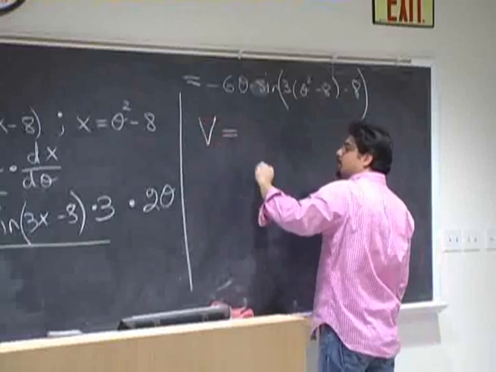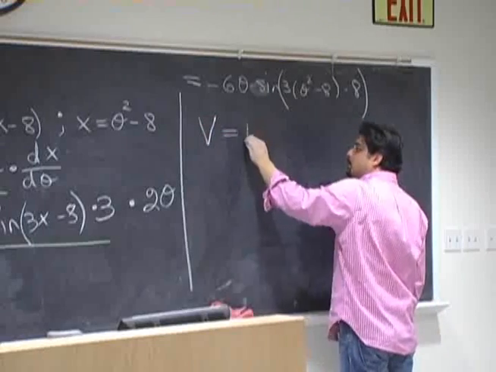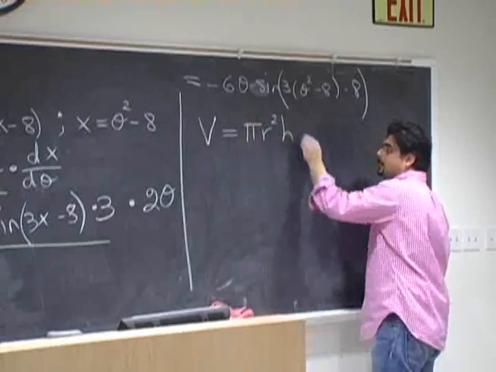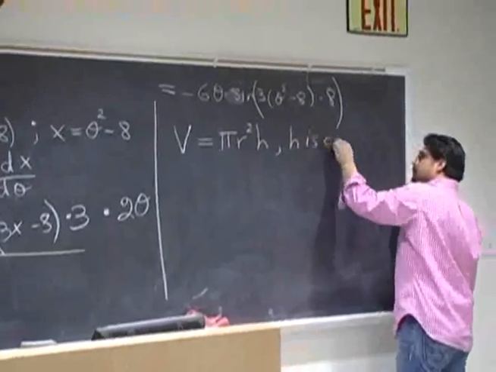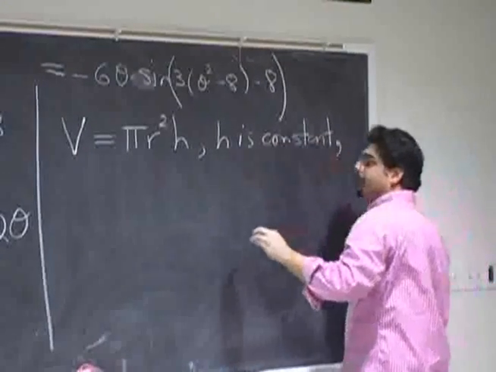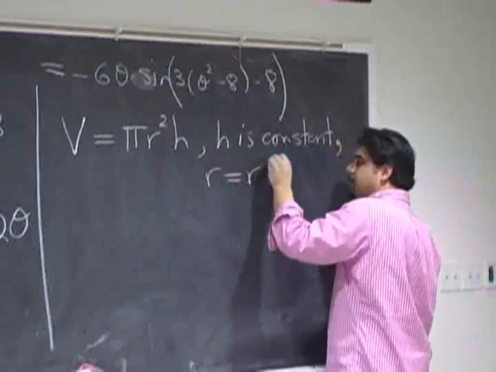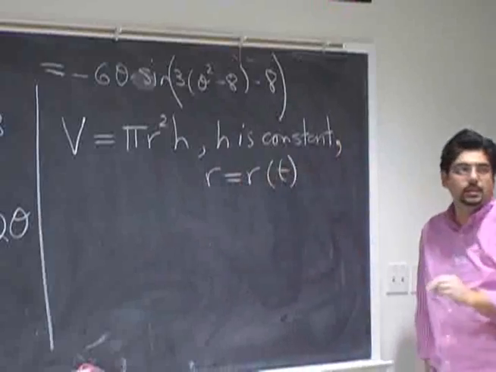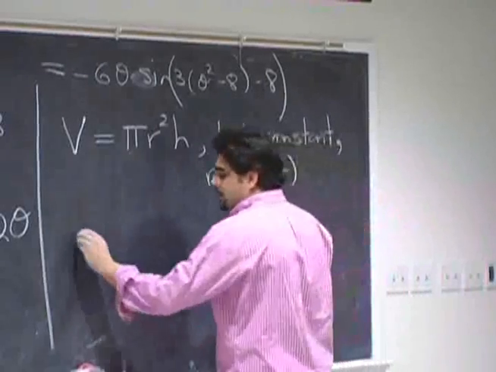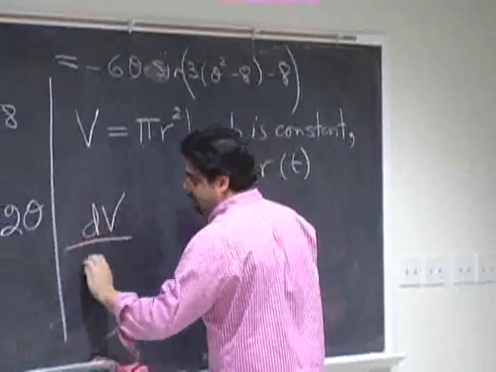V equals pi r squared h. H is constant. R is a function of t. I don't know what it is, but I know it depends on t. And we want to know dV/dt.